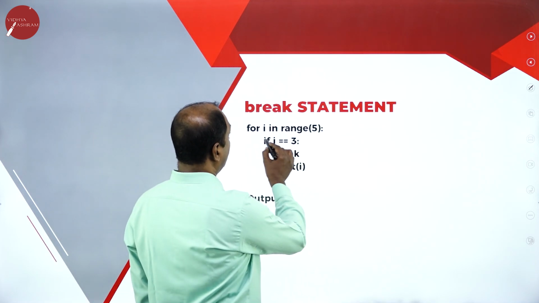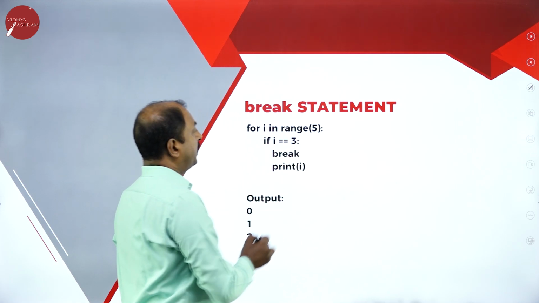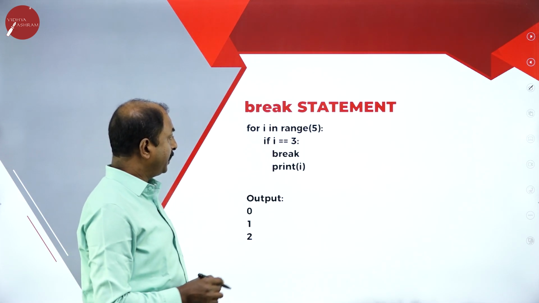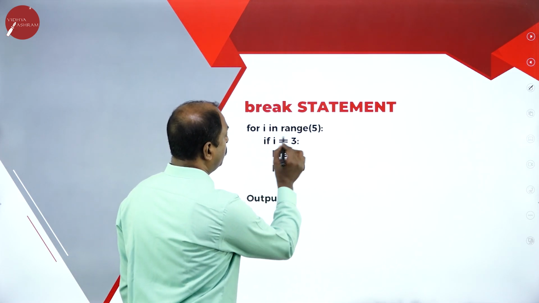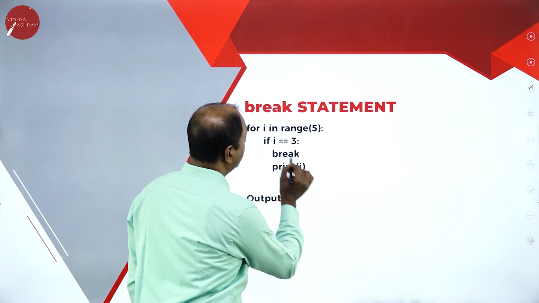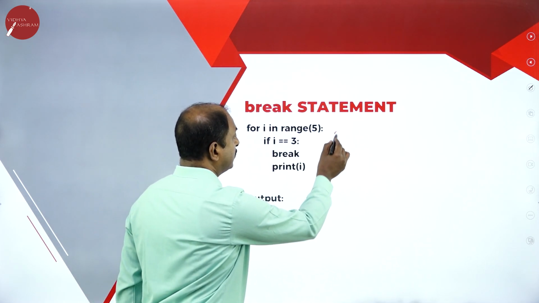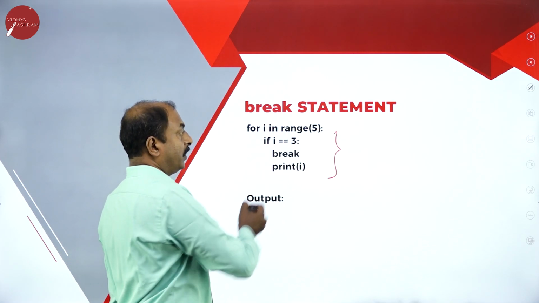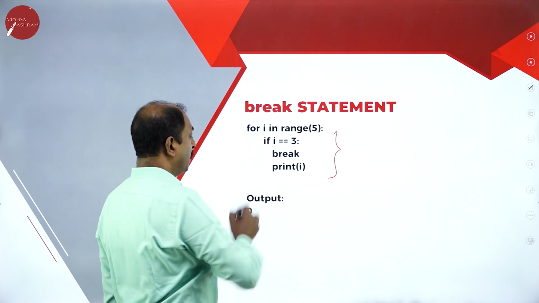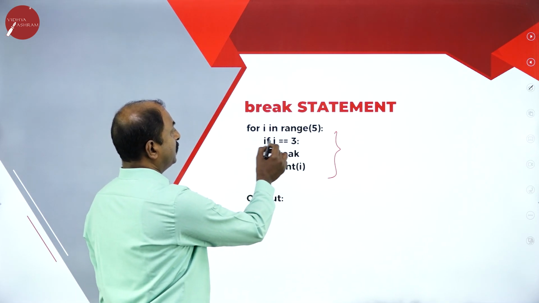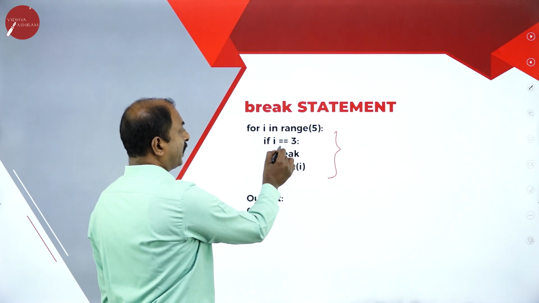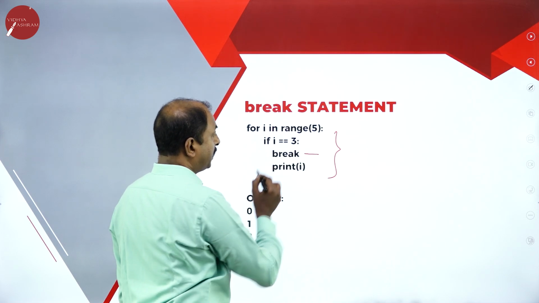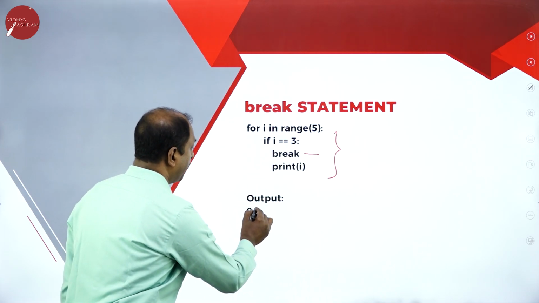Take the example: for i in range 5. Say I want to generate a list with the help of the range function from 1 to 5. In that example, if i equals 3, I want to say break; otherwise print i. This is a programming statement, and now you know how a for loop works. The range is 5, starting with 0. So first it starts with 0. If the condition 0 is equal to 3 fails, it will not execute the break statement. It prints i, meaning it prints 0.